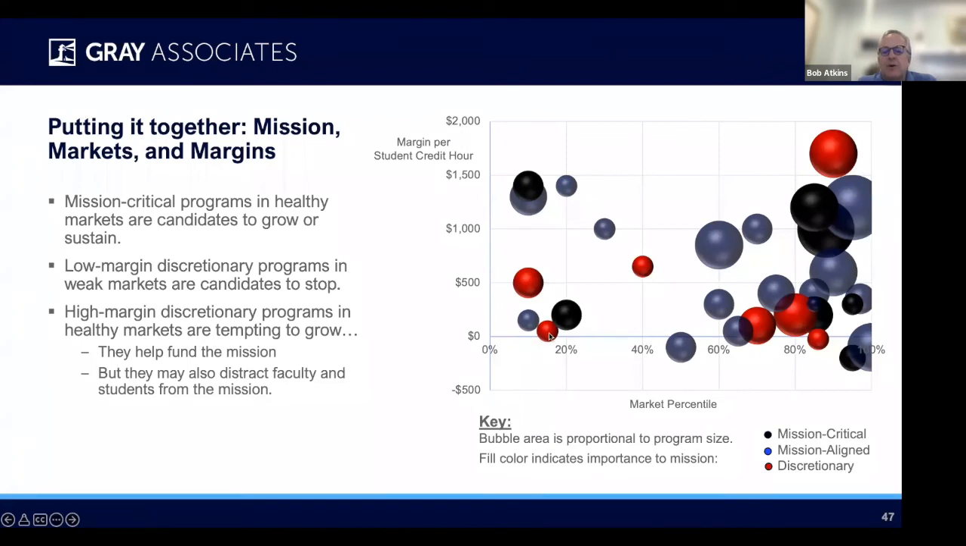It's relatively small. It doesn't make money. It's in a weak market. You really have to have the discussion of why are we offering this? Again, in stark contrast, there's one right next to it, which is dark and mission critical. You're going to keep that because it's important to your institution.